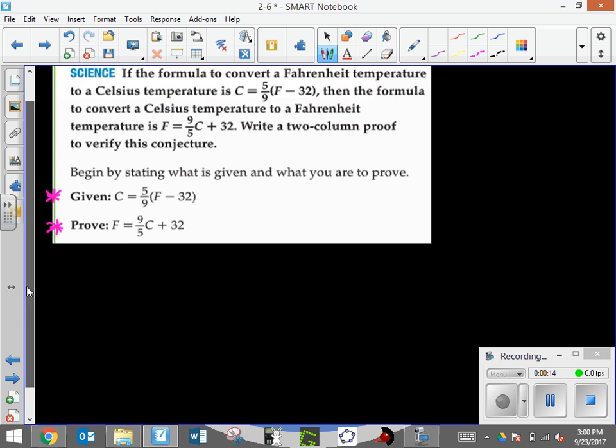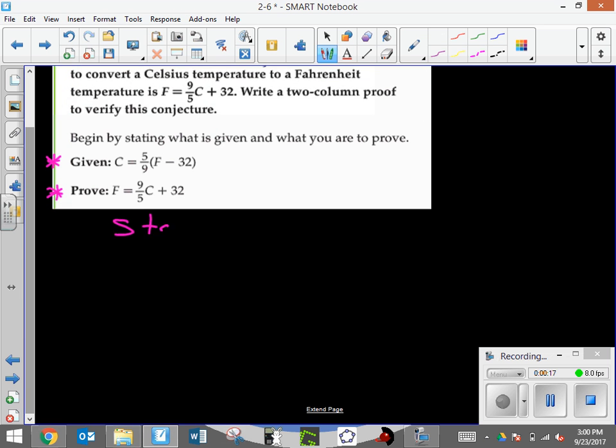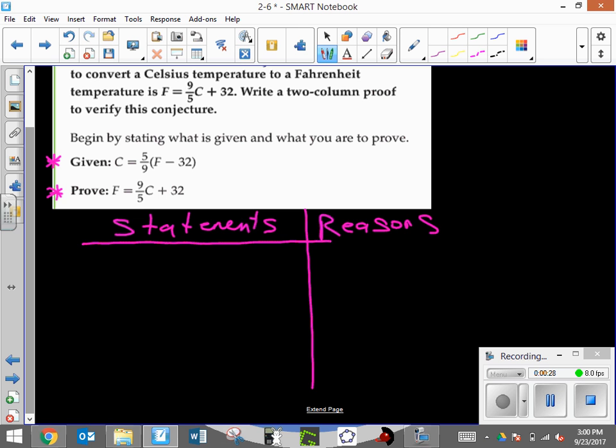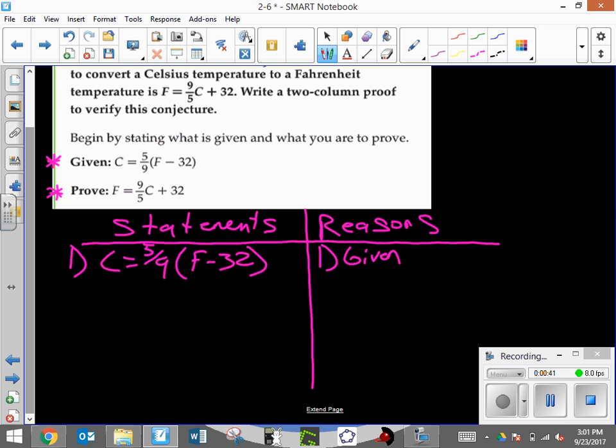So I'm going to start, again, making my statements over here on the left. And on the right, we're going to say that these are still my reasons, just like before. I'm going to start with my given. So C equals 5/9 (F minus 32). We are actually trying to convert between Fahrenheit and Celsius using different formulas. But both formulas are actually saying the same thing.